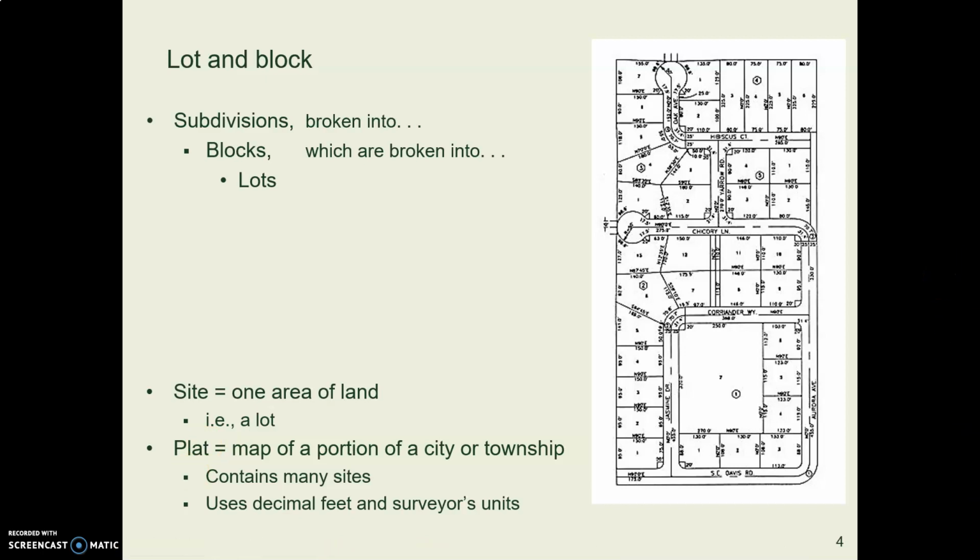This is usually in developed urban areas, by the way. City of Springfield, City of Eugene. So the plat is a section of land in the city. You as a builder might do a subdivision which you will break into blocks divided by streets, and each of those are broken into lots. And the tax assessor will put a tax lot number on those. And notice, we'll come to this later, but the sizes are given in decimal feet, not feet and inches, and the angles are given in surveyor's units.